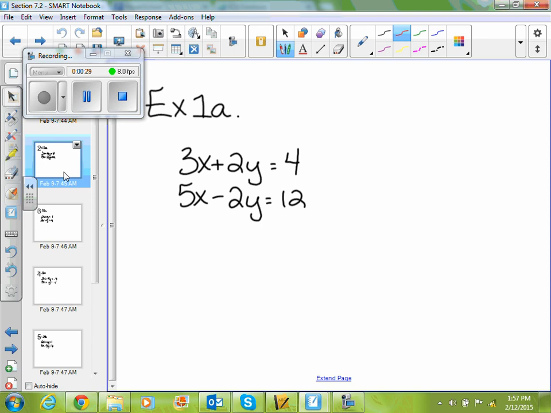Okay, so if we look at example 1a, 3x plus 2y equals 4 and 5x minus 2y equals 12, we're trying to solve systems by elimination. The definition of elimination means that we're getting rid of something. So we're looking for things that are the same to get rid of. What's the same? 2y. Let's get rid of our 2y's. Are they the same sign or opposite sign? Opposite tells you to add, so we're going to add our two equations together. You learned this in Algebra 1, Unit 5.